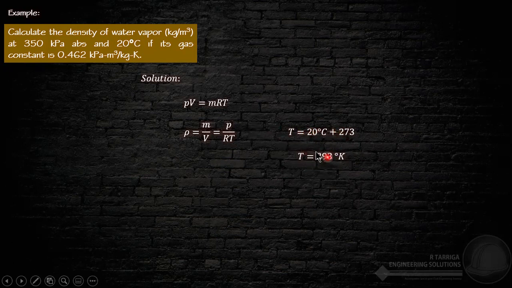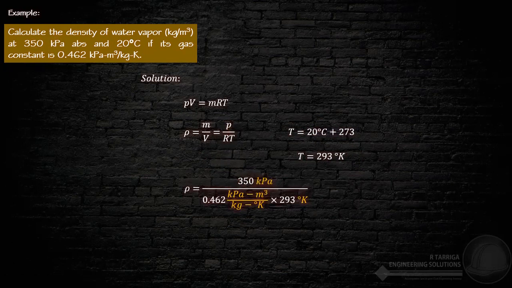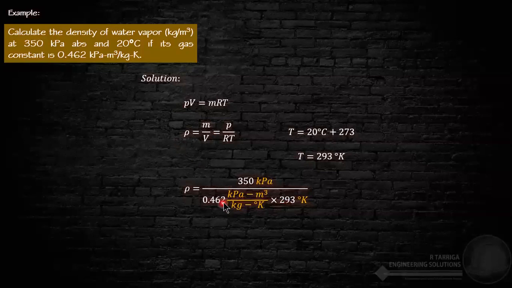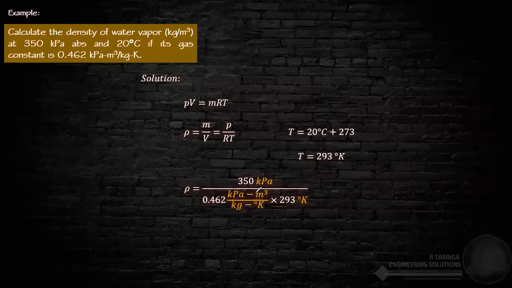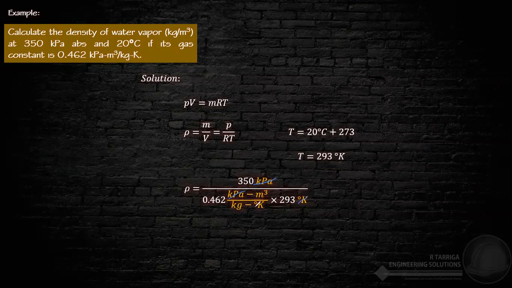So by having the absolute temperature, let's move to this formula. Pressure is 350. Actually, the problem states that it is already absolute. So remember, for absolute pressure there is no need to convert or apply any relationship. And for R, 0.462 kilopascal cubic meter per kilogram Kelvin. Let's look at the units: kilopascal cancels, degree Kelvin cancels, so what remains is kilogram per cubic meter. Using your calculator, the density is 2.59 kilogram per cubic meter. And that is the answer. Easy, right?